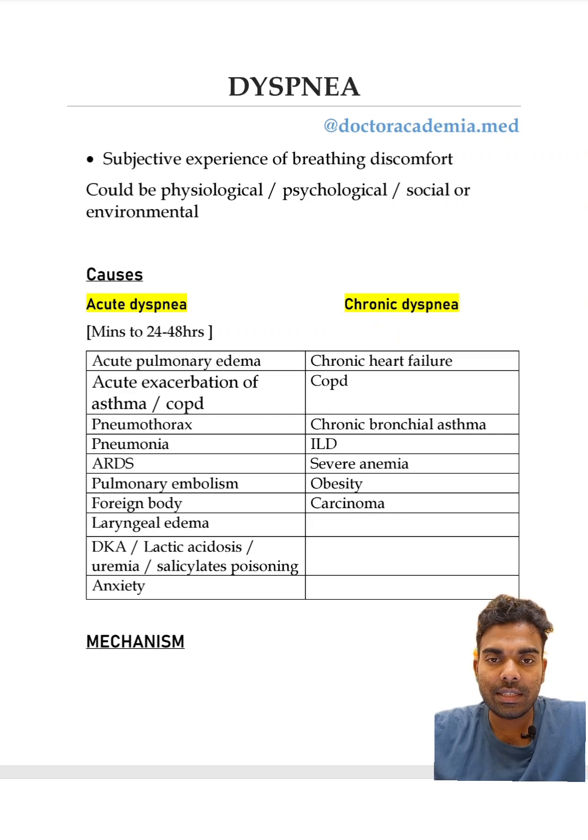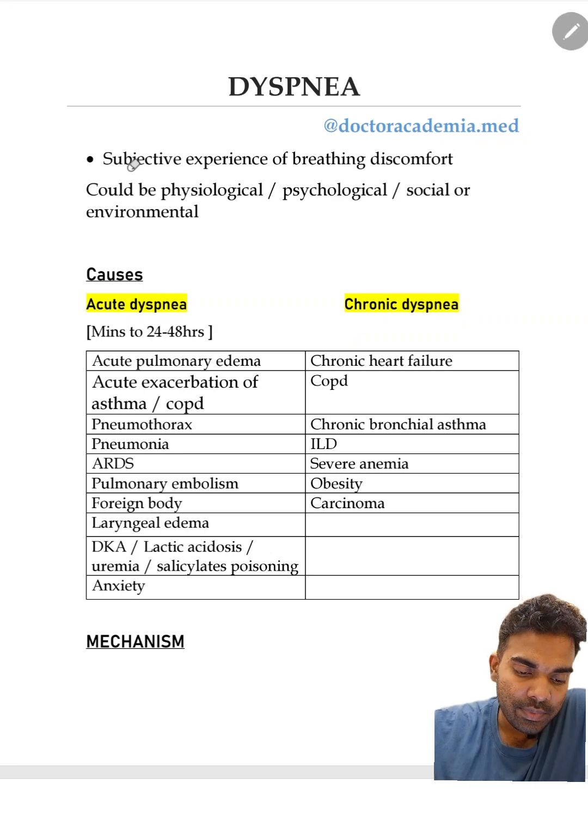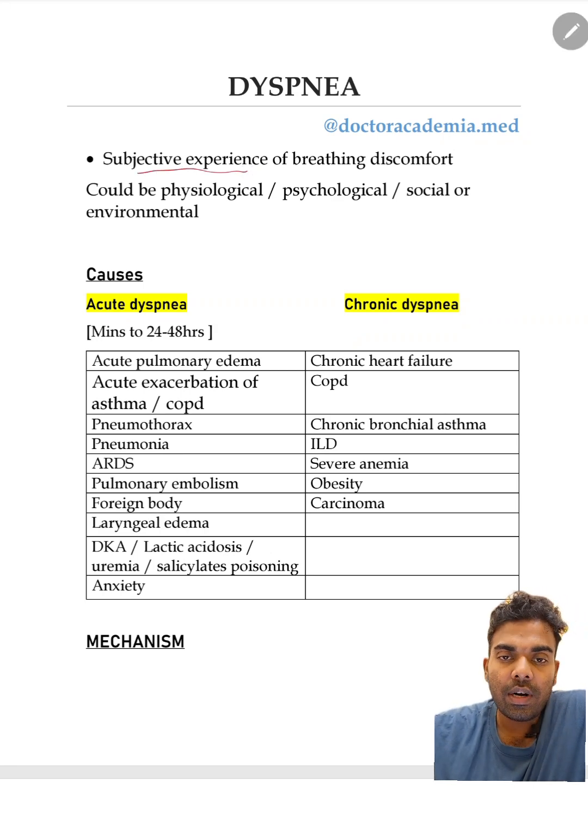The term dyspnea is a very pivotal sign that we see in both OP and NIP patients. So dyspnea is actually a subjective experience. That means whatever the patient describes to you is what we know about that dyspnea or breathing discomfort. It could be physiological, psychological, social, or environmental. That means it's multifactorial. Anything could be its etiology.